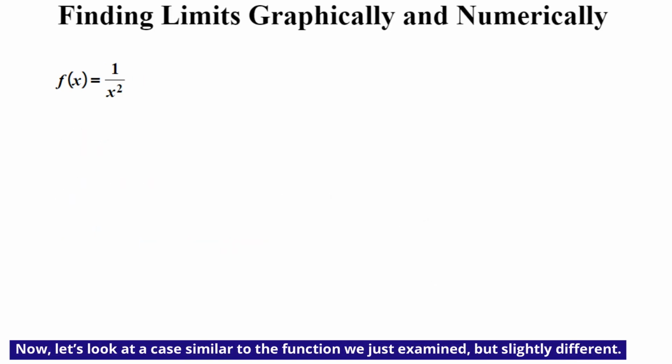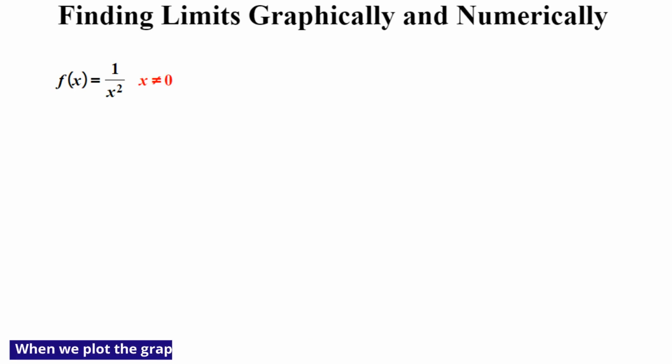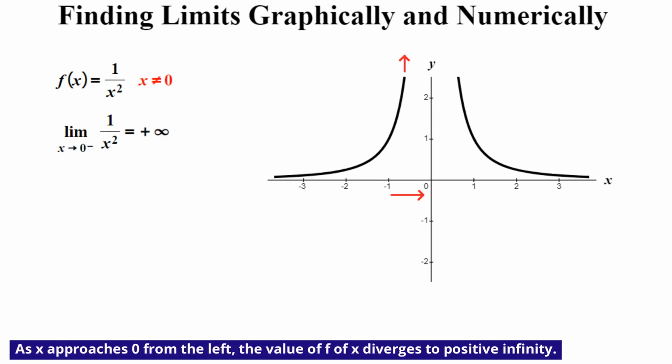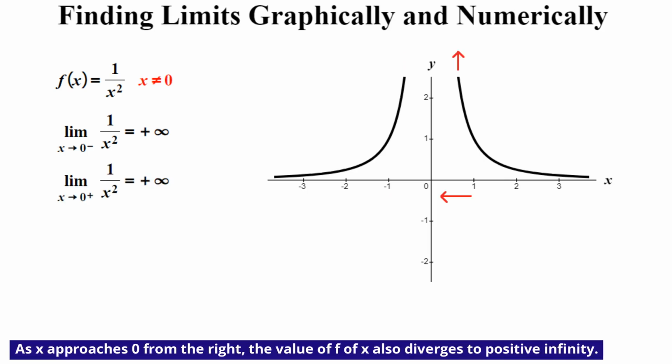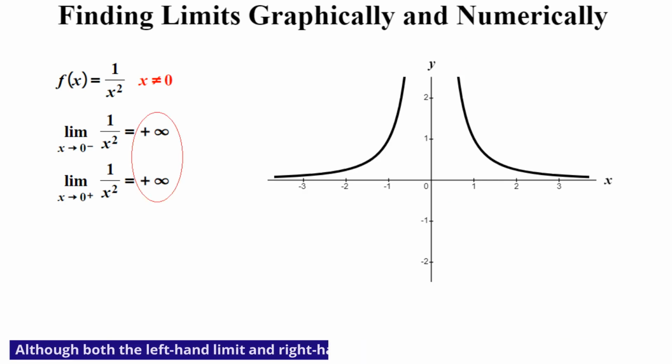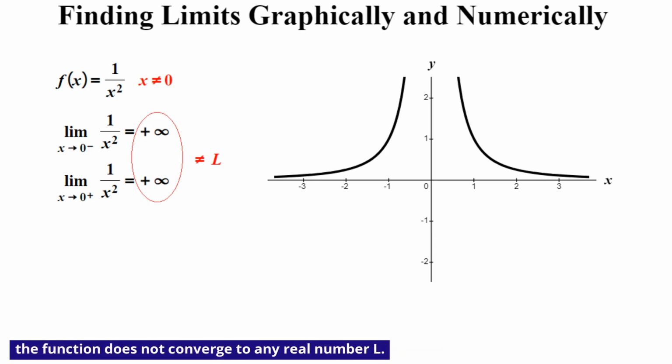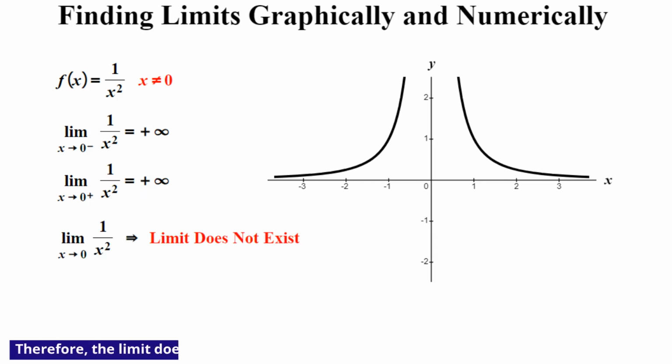Now let's look at a case similar to the function we just examined, but slightly different. When we plot the graph, we can see the following. As x approaches 0 from the left, the value of f of x diverges to positive infinity. As x approaches 0 from the right, the value of f of x also diverges to positive infinity. Although both the left-hand limit and right-hand limit are equal to positive infinity, the function does not converge to any real number L. Therefore, the limit does not exist.